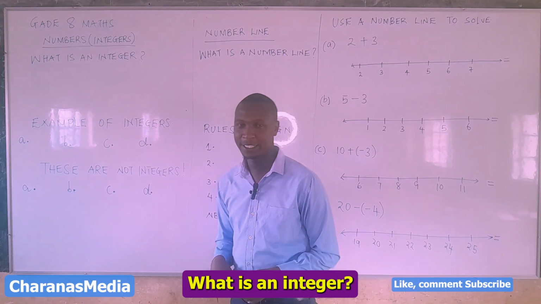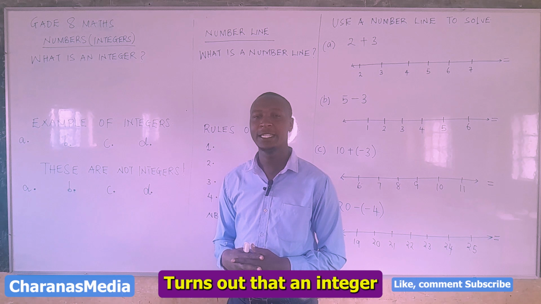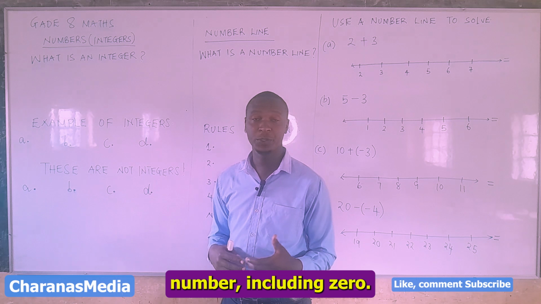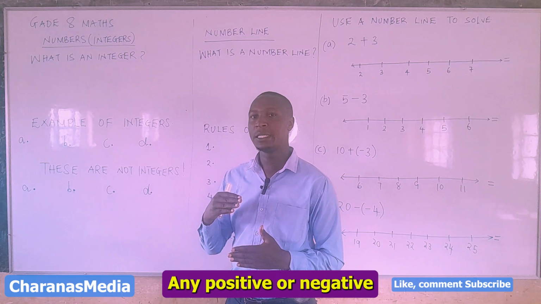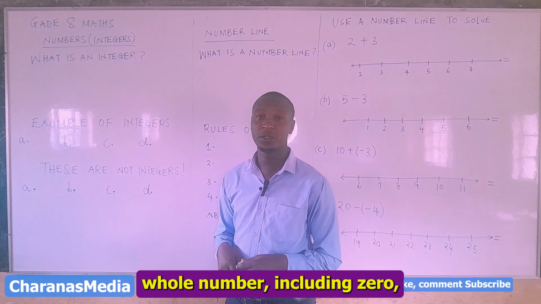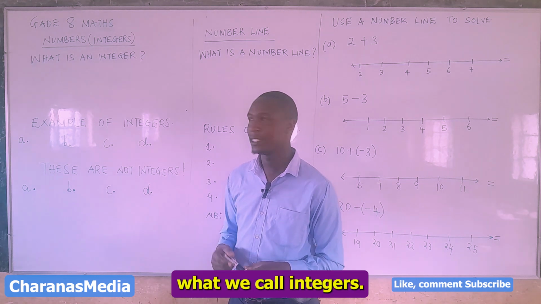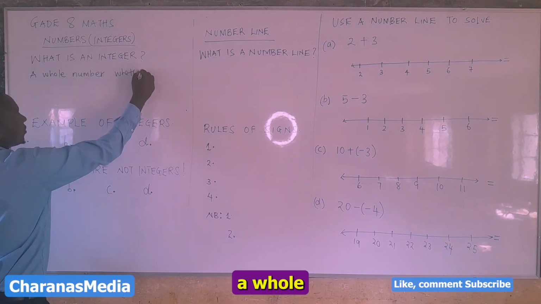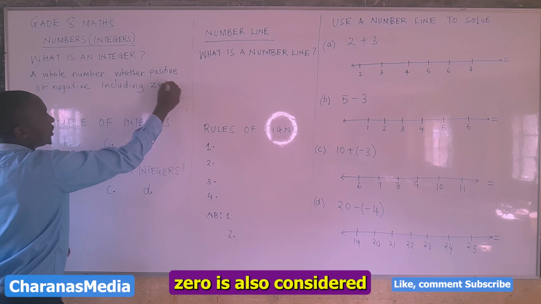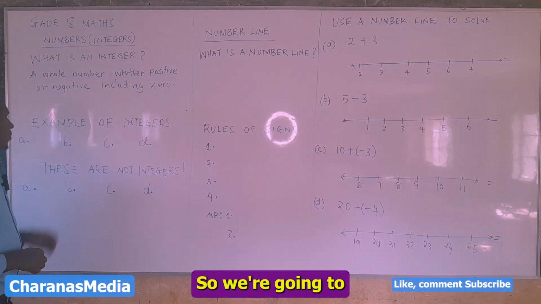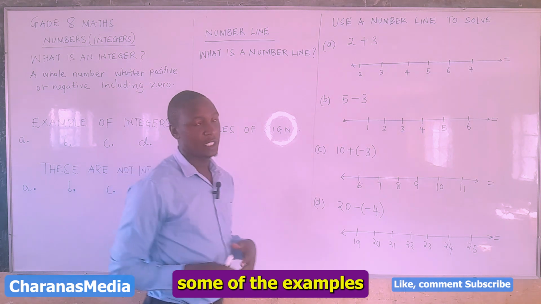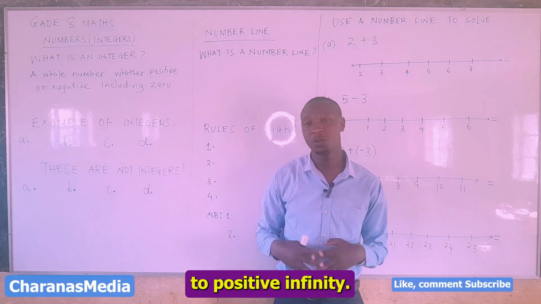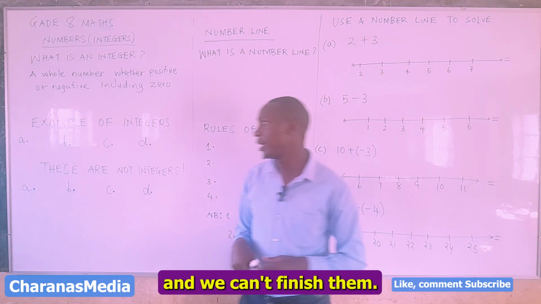What is an integer? Turns out that an integer is a positive or a negative number including 0. Any positive or negative whole number including 0 are all what we call integers. So an integer is a whole number. So 0 is also considered to be an integer. So we're going to look at some of the examples of integers that we have. Remember, integers run from negative infinity to positive infinity. We have so many of them and we can't finish them.